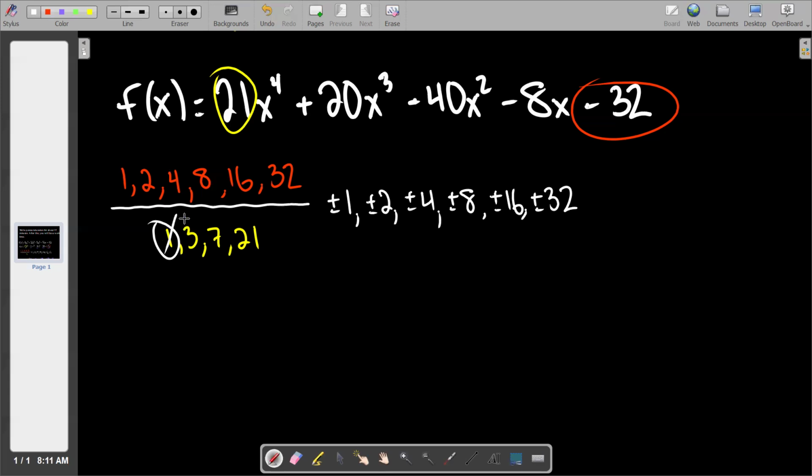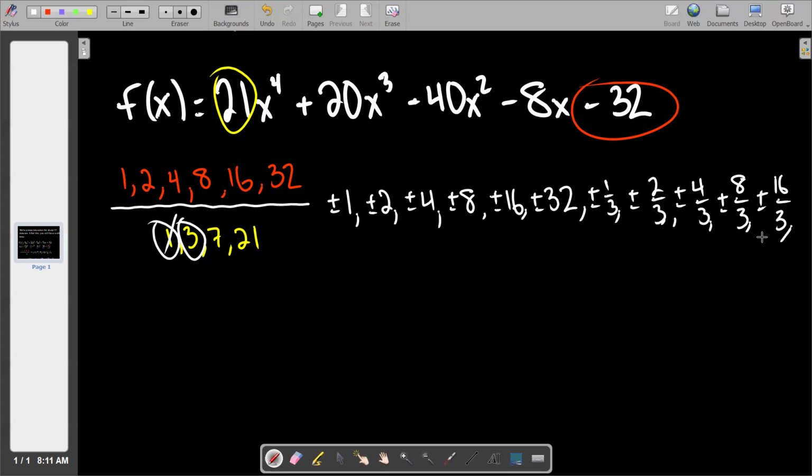So now we're on to the three, and we take everyone and put them over three. So we have positive negative one third, and I probably won't give you any of this obnoxious stuff on a test, just for the record. So positive negative two thirds, positive negative four thirds, positive negative eight thirds, positive negative 16 thirds, positive negative 32 thirds.